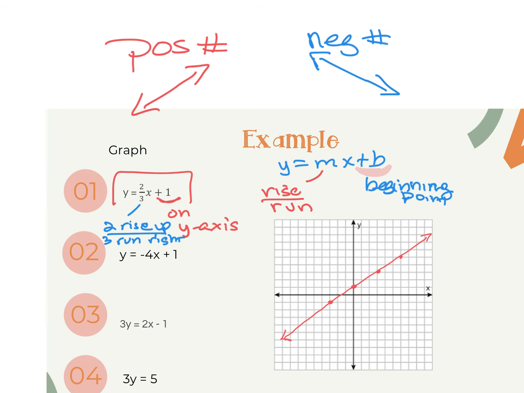It's at positive 1, but now my slope is negative 4 over 1. So I'm going to go down for my rise 4 units, and I'm going to still run to the right 1 unit. You could also go up and left. One of the movements needs to be negative. So I'll go ahead and put my first point on positive 1. And again, I'm going to go down 4 units, 1, 2, 3, 4, and over to the right 1. If you want to go up and left, you can.